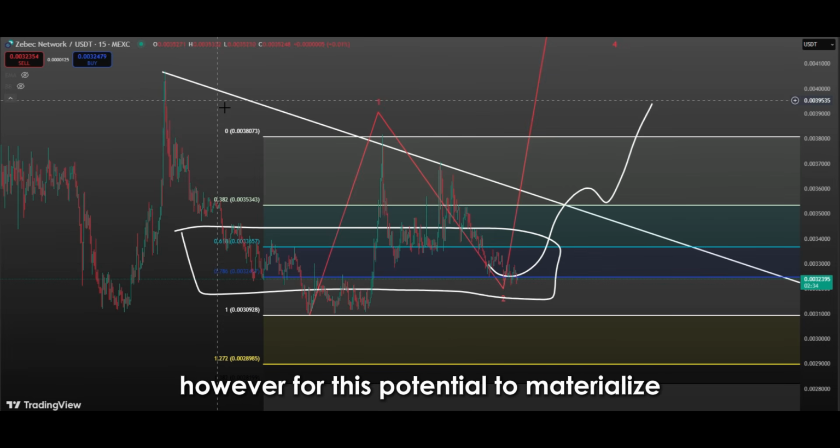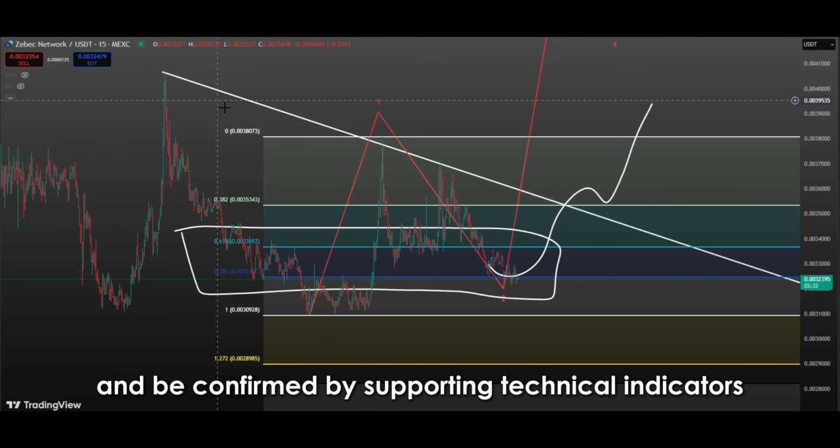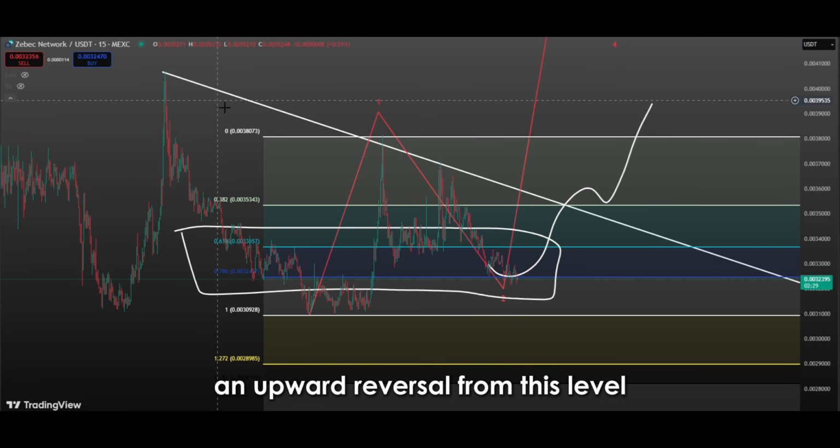However, for this potential to materialize, the price must clearly break upward from this zone and be confirmed by supporting technical indicators. An upward reversal from this level could shift market sentiment entirely, both technically and psychologically. Therefore, it is crucial for investors to closely monitor the signals that may form in this area, as doing so helps minimize risk while maximizing potential gains.